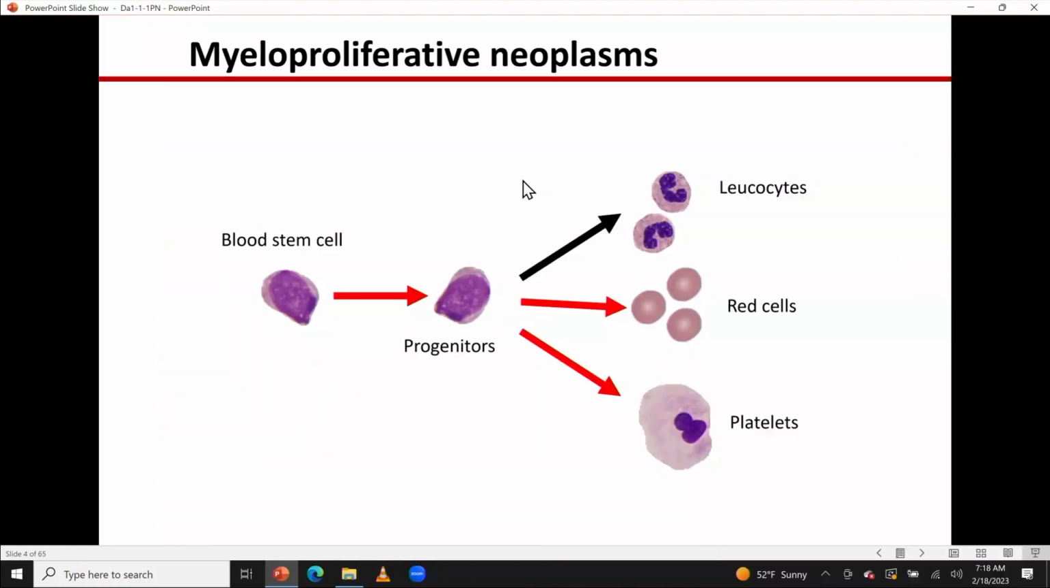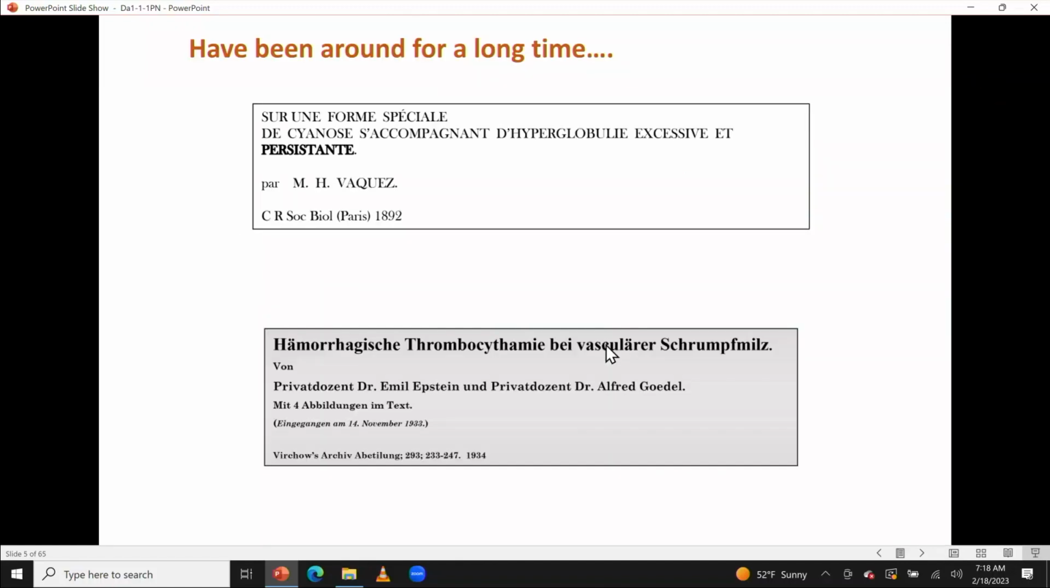And what happens in the MPNs is that the stem cells are overactive. And so rather than making the normal number of white cells and red cells and platelets, we're making too many red cells and too many platelets, depending on the flavor of the MPN that different people have. Now, are these conditions unusual? They've actually been around a long time. They've been described over 100 years ago. They're really old conditions that have been with humanity for a long time.